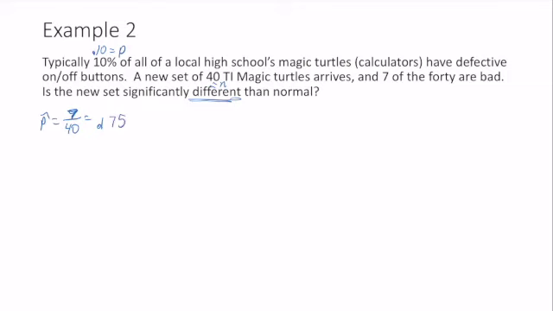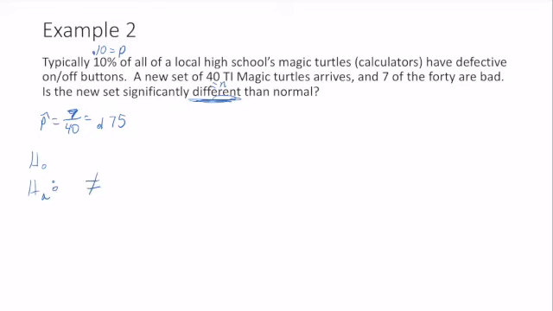So that's my p-hat. And what I'm asking is, is the new set significantly different than normal? So I'm not asking, do less of the new set of calculators work than normal? Do more of them work than normal? I'm using the word different. And when I use the word different, that means for my alternate hypothesis, we're going to use a not equal sign.